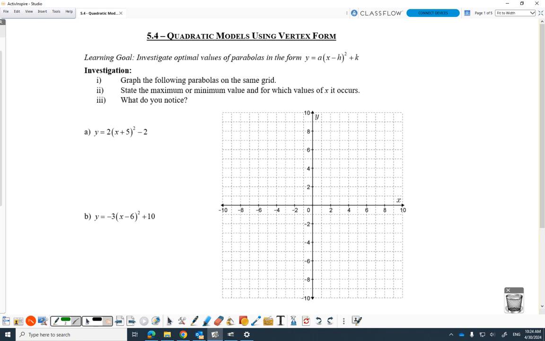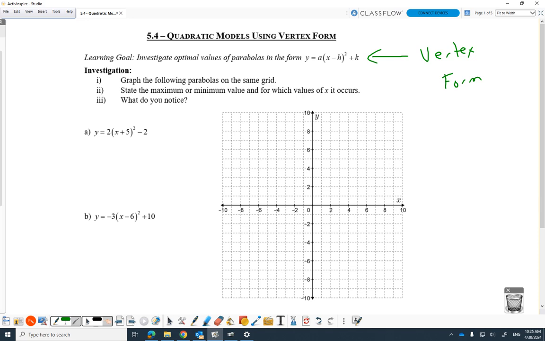Quadratics. Quadratic model using vertex form. I must tell you, most of today is just a couple of new words describing the things that we're doing. Investigate optimal values of parabolas in the form y equals a(x minus h) squared plus k. We'll now have a fancy word for this. This is called vertex form. And maybe that's not a big surprise, because we found out yesterday it's not too hard to get the vertex out of the equation once it's in this form. We like this form.